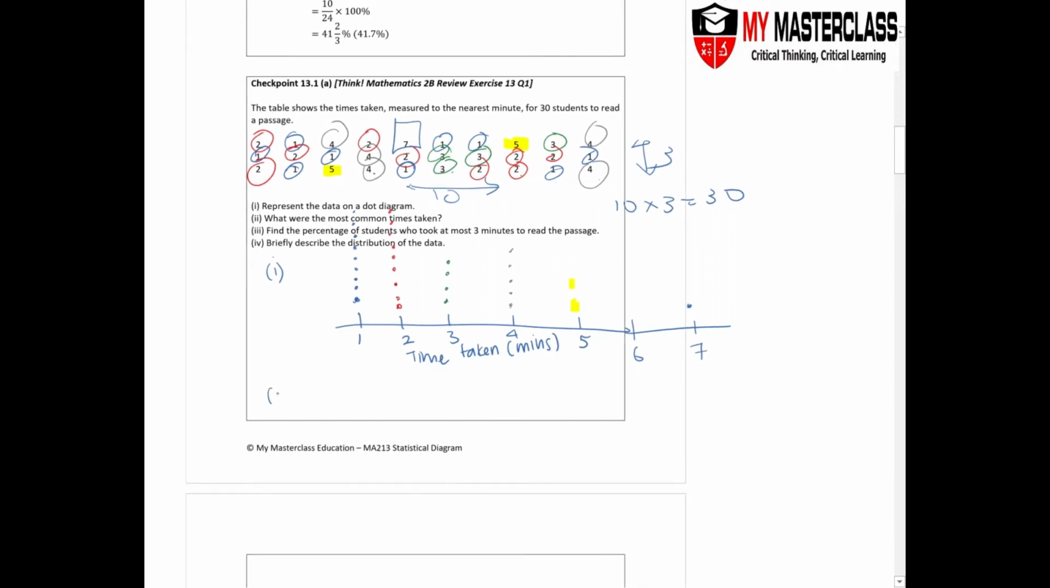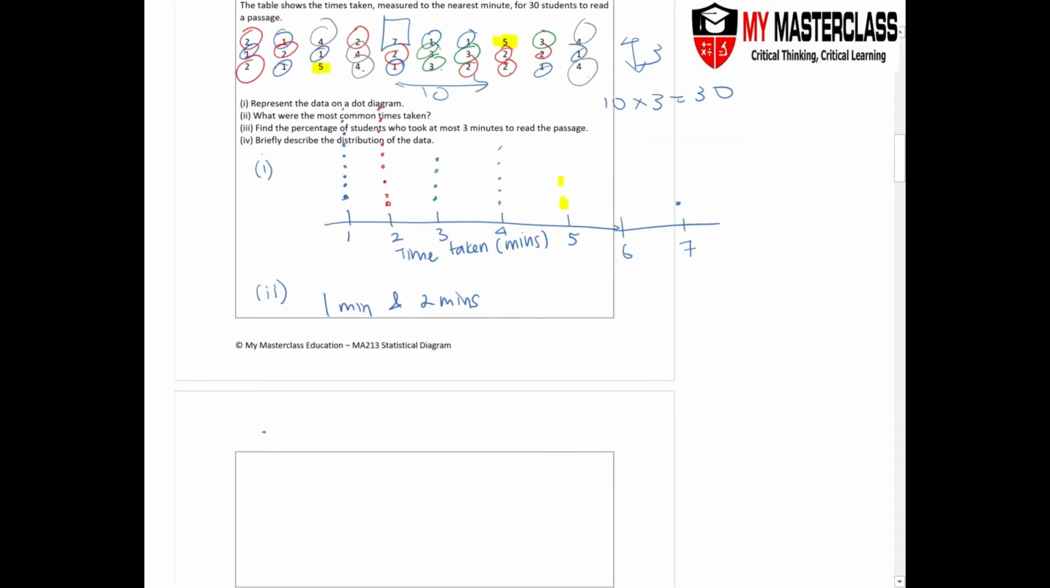Now part 2, what are the most common times? For most common times, you just look across which is the highest. You'll say 1 minute and 2 minutes. So part 3, find the percentage of students who took at most 3 minutes to read a passage. Is 3 counted? Yes. So at most, you'll say percentage of students who take less than or equal to 3 minutes. Not at least, at most.